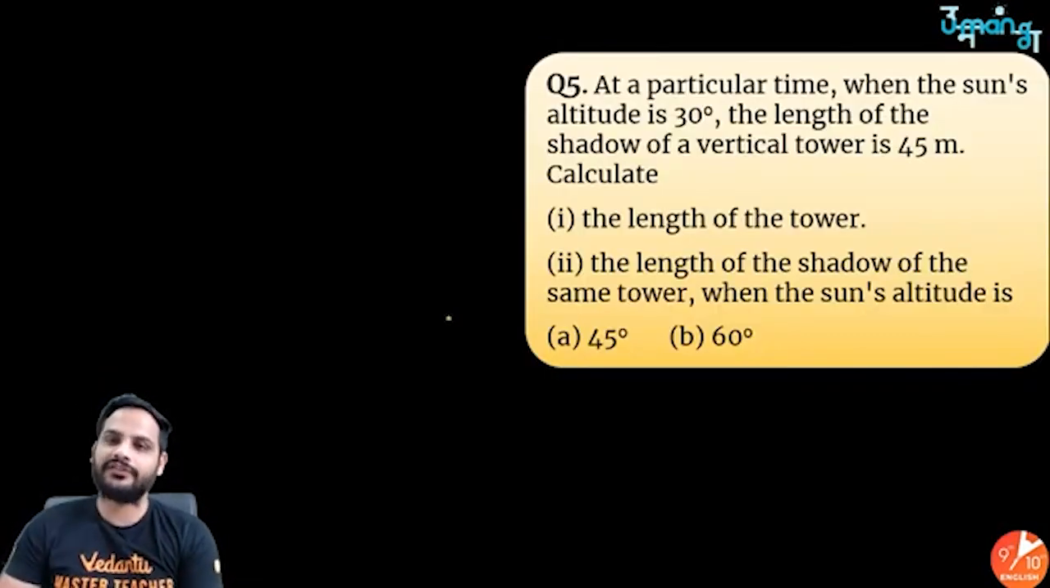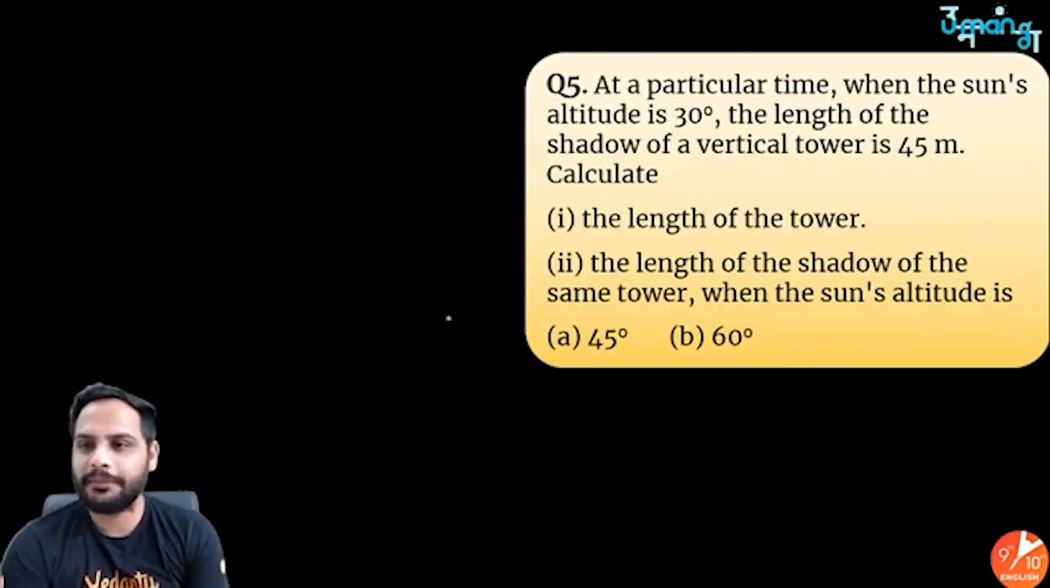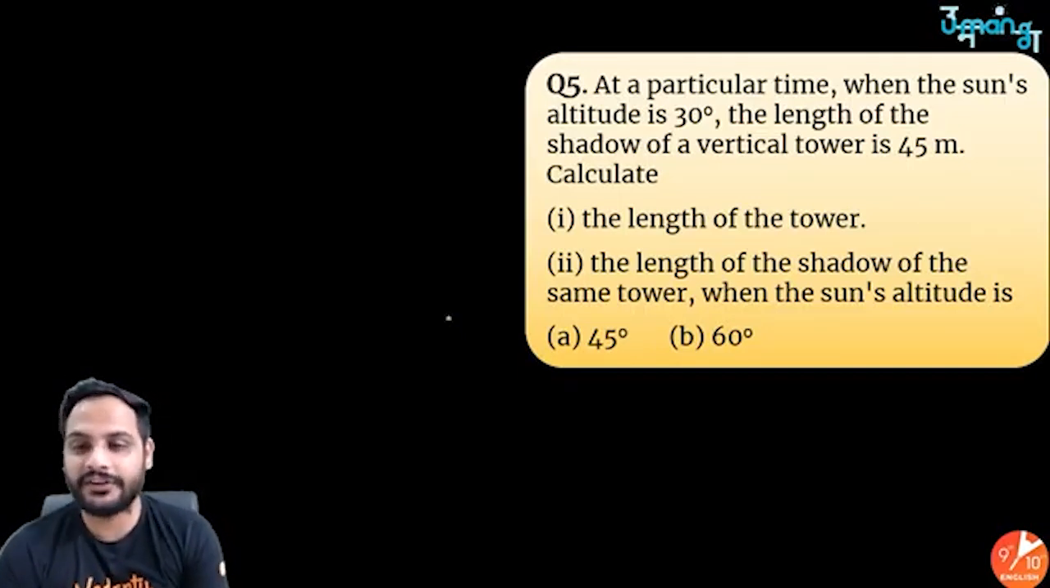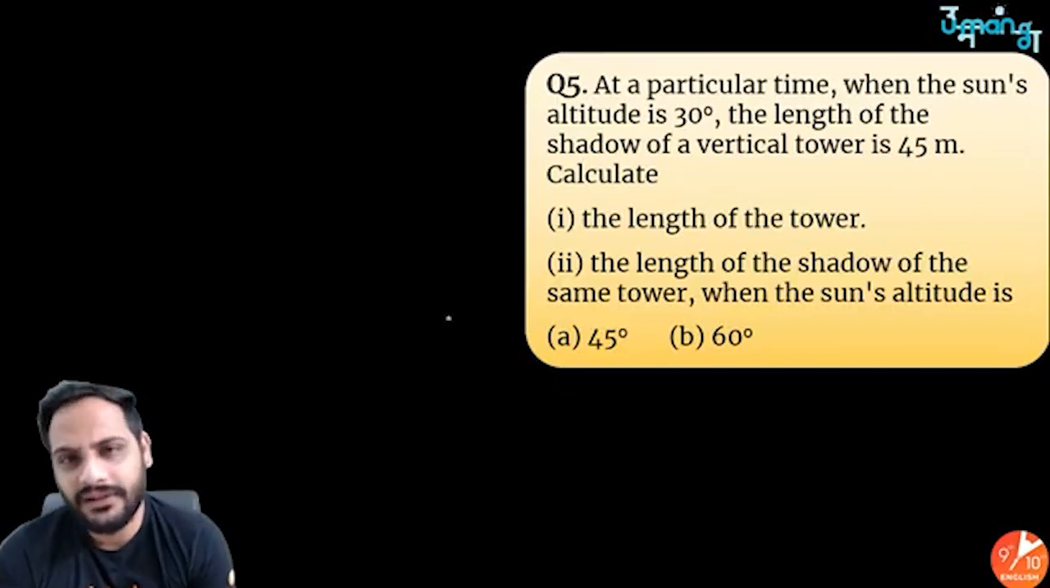Now let's go for the next question. At a particular time when the sun's altitude, I have told you, the sun's altitude or the angle of elevation of the sun all mean the same thing, that is the angle at which the sun ray falls on the ground. So at a particular time when the sun's altitude is 30 degrees, the length of the shadow of a vertical tower is 45 meters. Calculate the length of the tower and the length of the shadow of the same tower when the sun's altitude is, option A, 45 degrees, then 60 degrees.